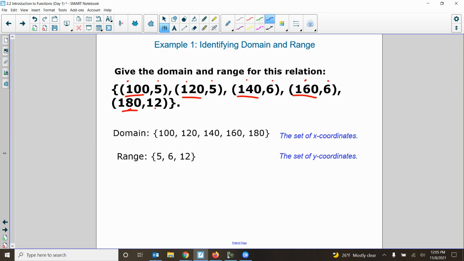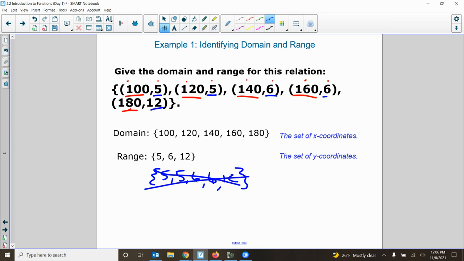And the range is just the set of the y's. In this case, it's just 5, 6, and 12. Even though 5 shows up twice and 6 shows up twice, you would not write them twice. You just say 5, 6, and 12. That's it. Don't write the 5 twice. So again, domain's the set of the x's, range is the set of the y's. That's it. All right.